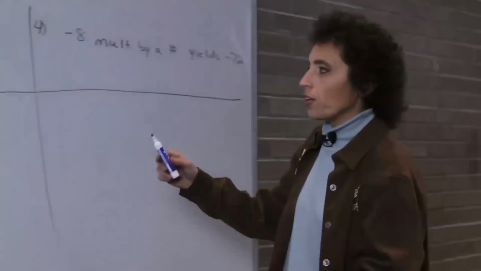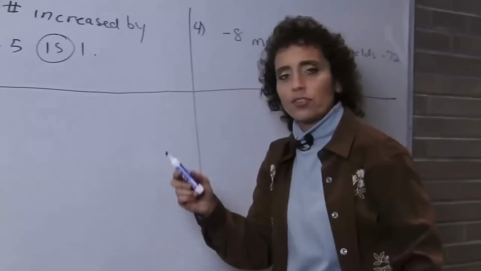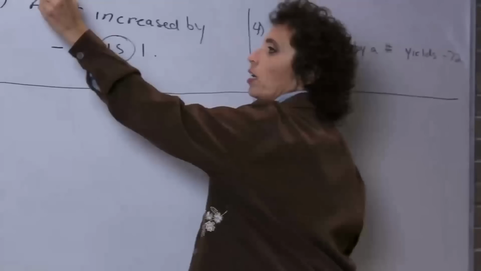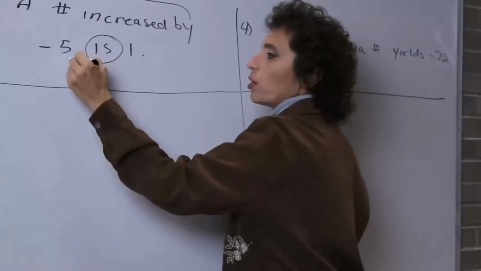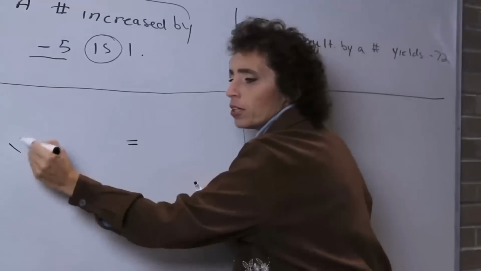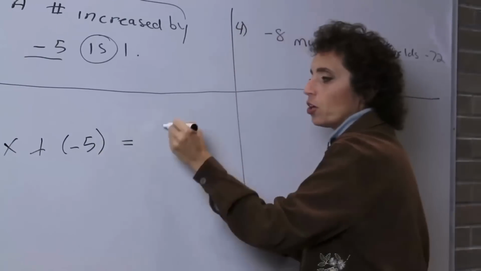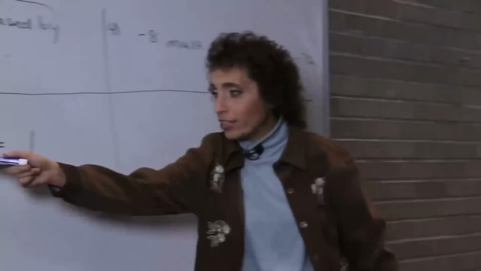All right, let's see how you did with these. A number increased by -5 is 1. Well, there's the is, there's your equal. We're going to do everything before the equal. So a number increased by -5. So here's your equal. A number increased by -5 is 1. That's how that looks.